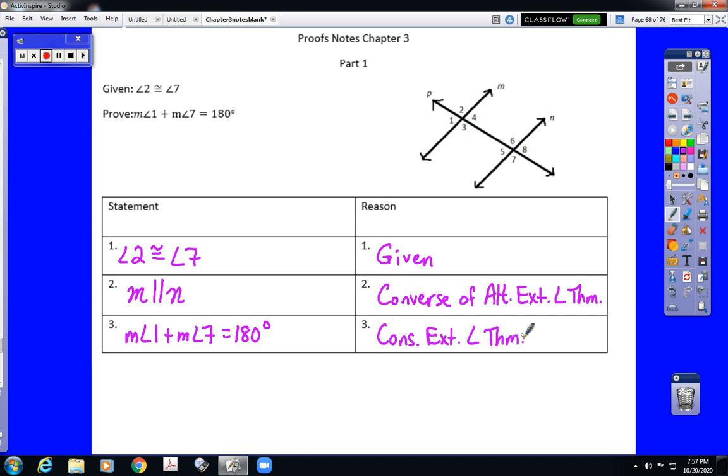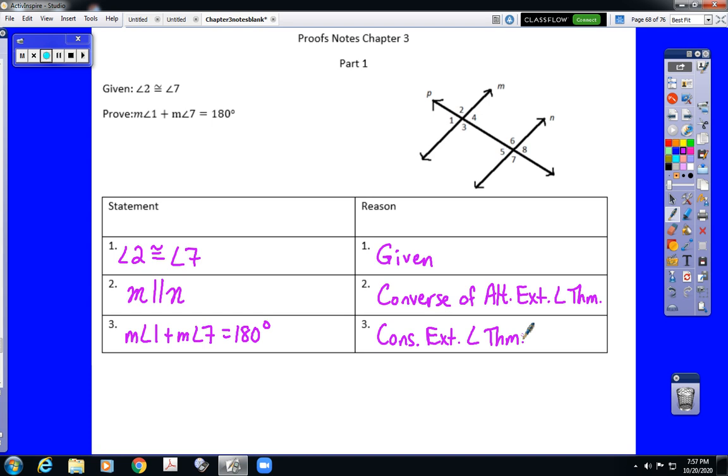So essentially that's how these proofs are going to work. They're going to be one of 3 things. Either we're going to be given information and we'll have to use that information to prove another set of information in terms of angle pairs. We'll be given a set of angle pairs and asked to prove that lines are parallel, or we'll be given that lines are parallel and asked to prove information about angle pairs. Those are essentially what we're going to be doing here in these proofs.